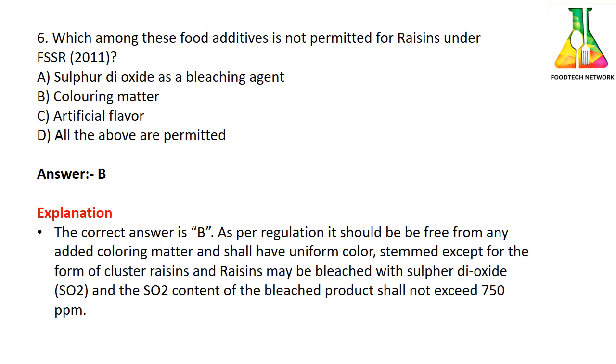As per regulation, it should be free from any added coloring matter and shall have uniform color, stemmed, except for the form of cluster raisins, and raisins may be bleached with sulfur dioxide. The sulfur dioxide content of the bleached product shall not exceed 750 ppm.